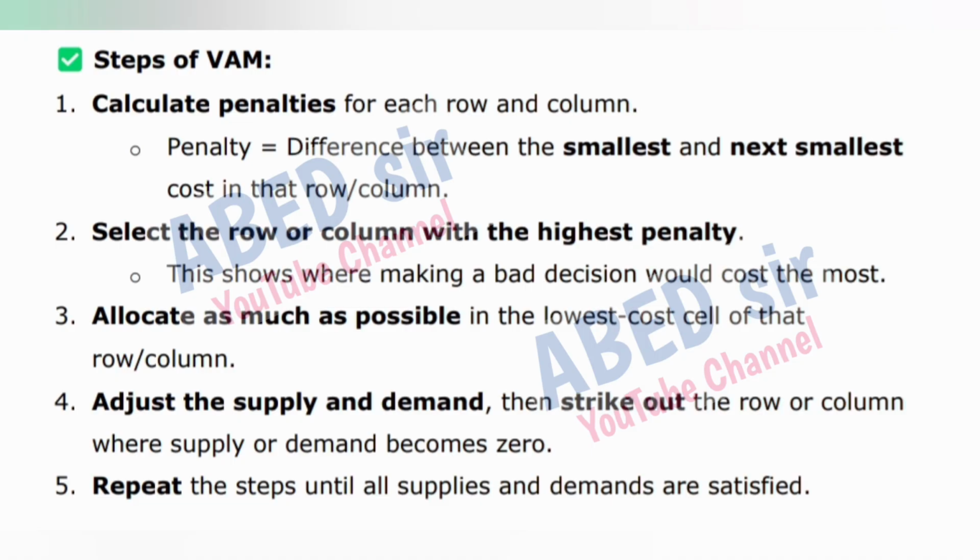2. Select the row or column with the highest penalty. This shows where making a bad decision would cost the most. 3. Allocate as much as possible in the lowest cost cell of that row or column. 4. Adjust the supply and demand, then strike out the row or column where supply or demand becomes 0. 5. Repeat the steps until all supplies and demands are satisfied.